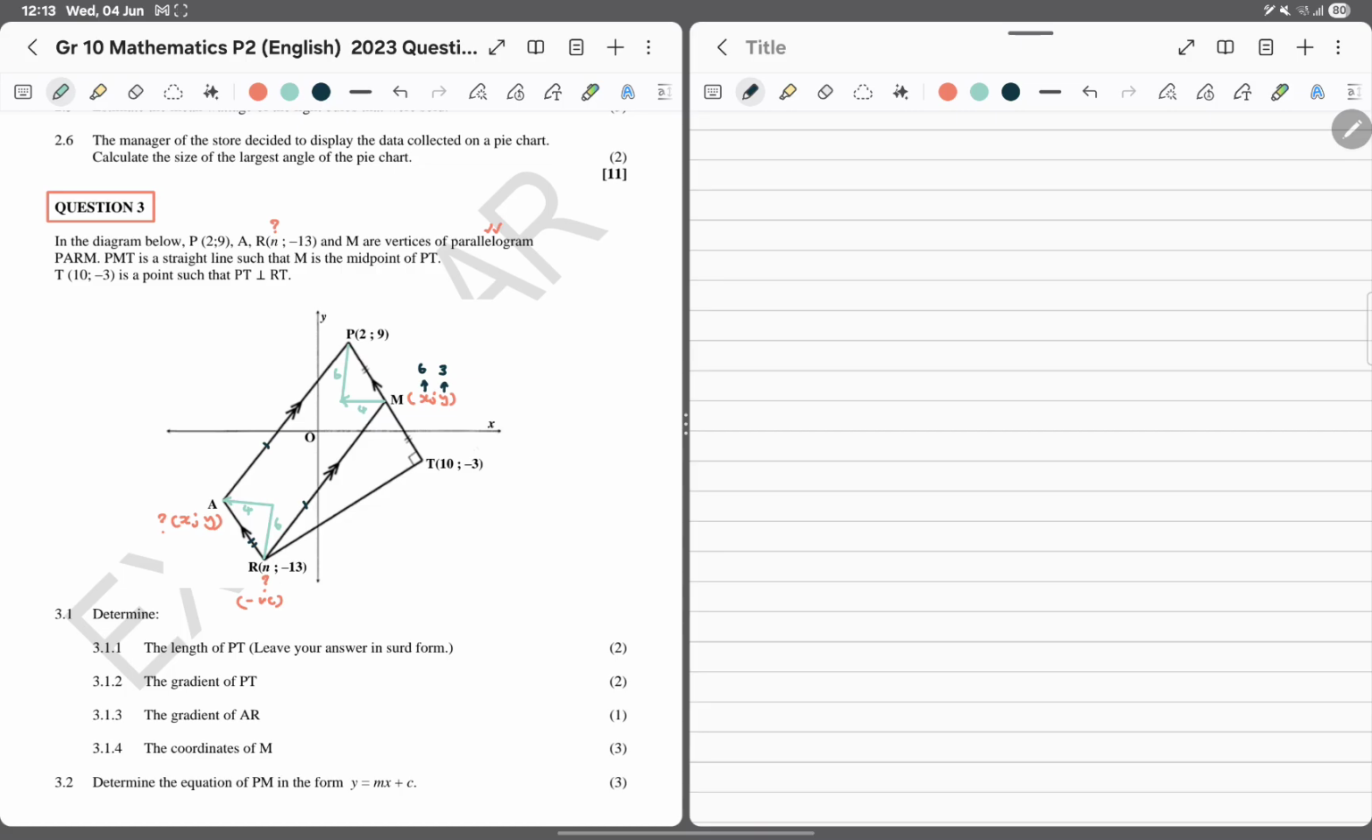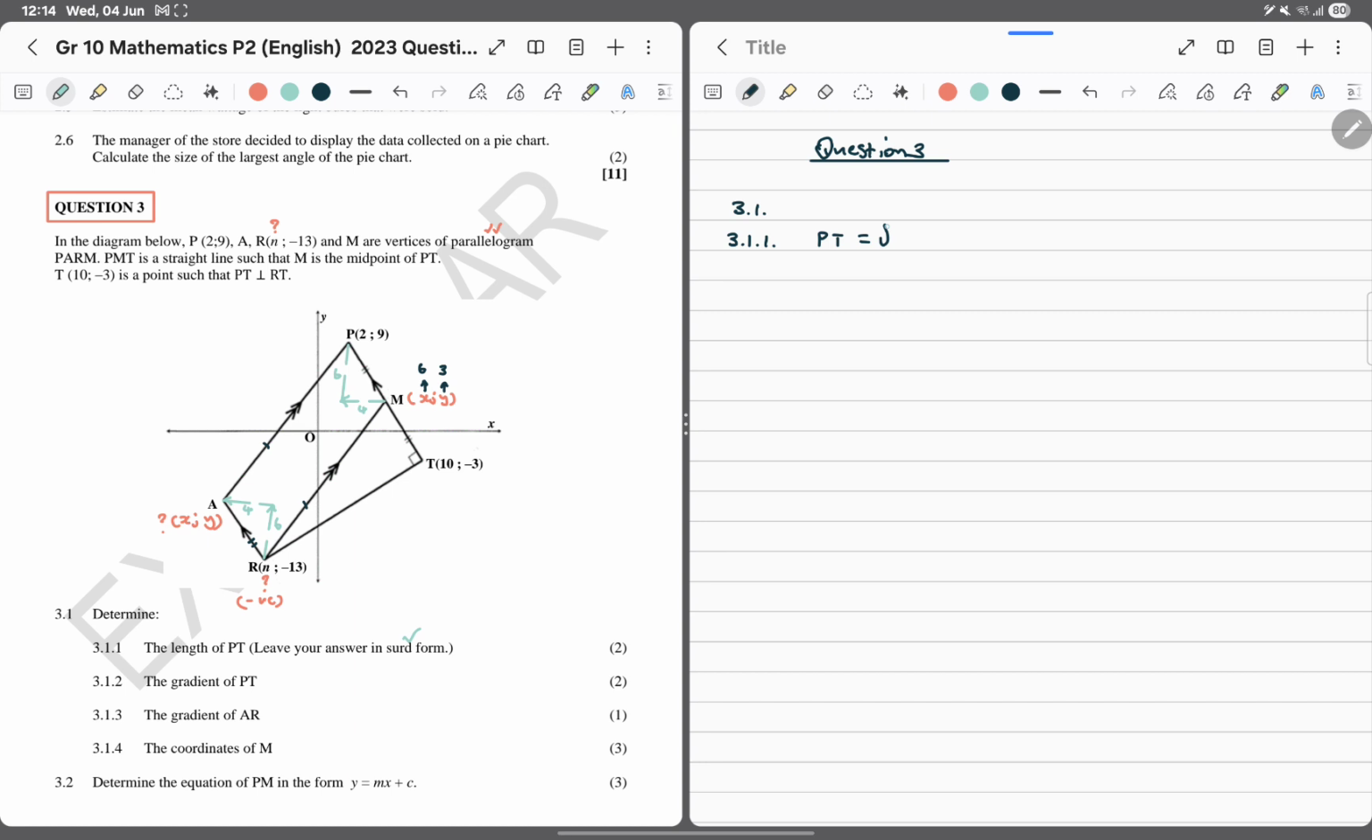All right. So now we can see that in our diagram, we are pretty much able to work everything that is in front of us, also using symmetry in a way. So we can handle most of the business, so there's no need to skim and scan the questions. So we'll start with question 3. Question 3 asks us to determine the length of PT and to leave the answer in surd form. Easy. So we've got 3.1 with 3.1.1.